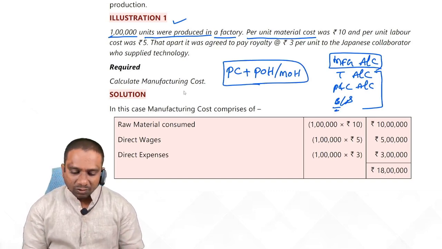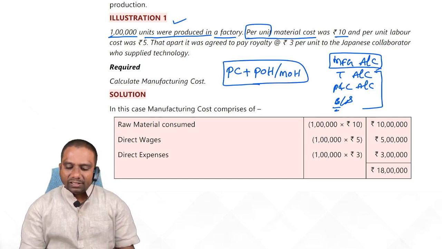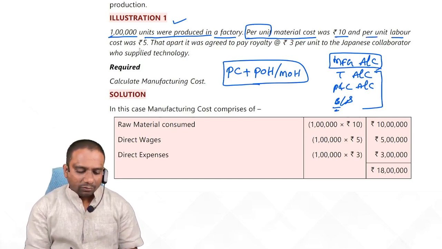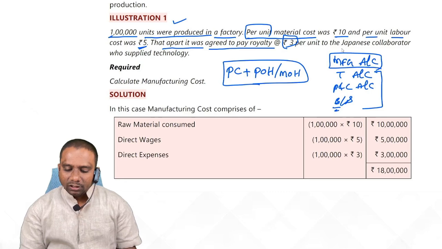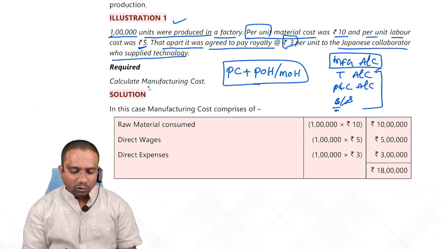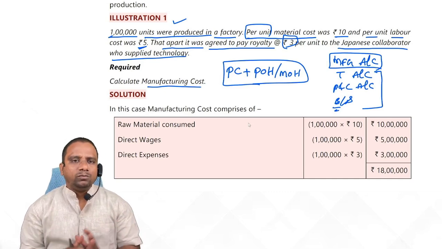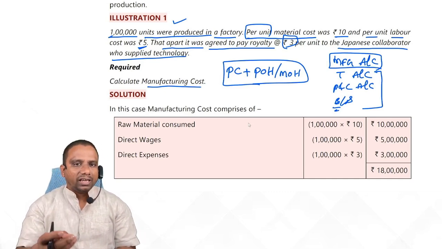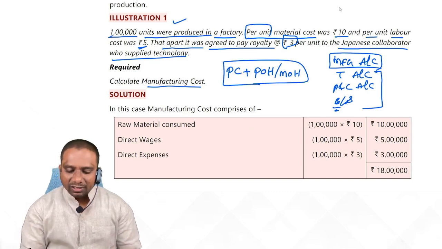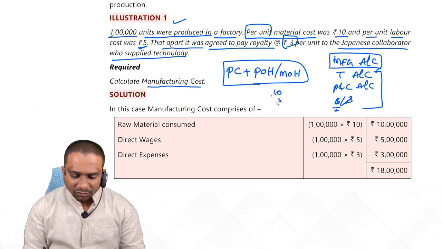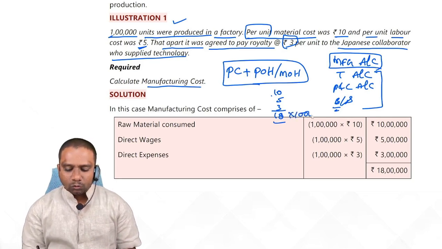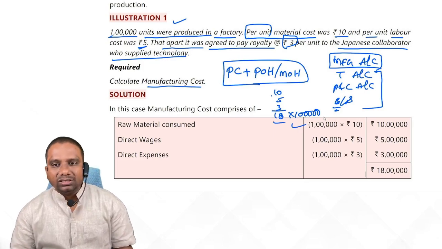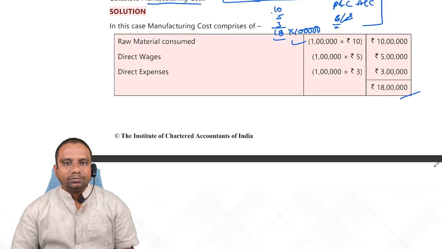These two things we consider in the manufacturing account. Observe. So to produce a product, we need 10 rupees material per unit, labor 5 rupees. That apart, it was agreed to pay royalty 3 rupees to the Japanese collaborator who supplied the technology. Calculate manufacturing costs. Simple. First, calculate prime cost plus production overhead. Here, prime cost is nothing but direct material, direct labor, direct expenses: 10 rupees plus 5 rupees plus 3 rupees. What is the total prime cost we have to pay? 18 lakh. Here, they didn't give any production overheads. How many units we are going to produce? 1 lakh. So, total manufacturing cost is 18 lakh. Simple, students.